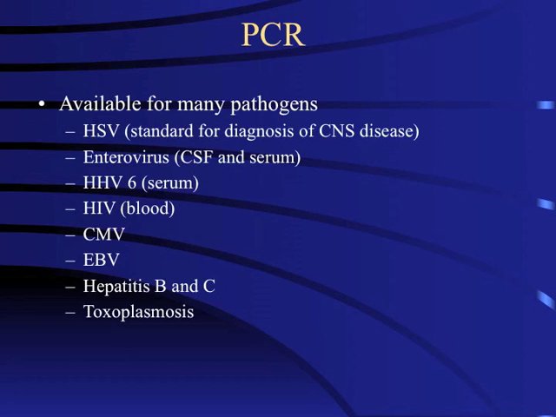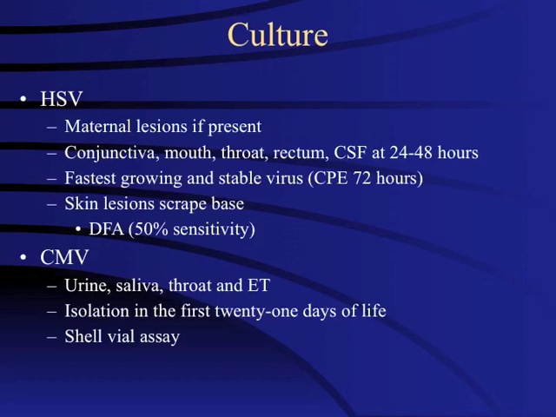If you do have a culture of the urine in the first 3 weeks of life, you usually get the results very quickly. That virus grows very fast. So, for CMV, you can isolate it from urine, saliva, and throat, and usually if it's in the first 21 days of life, you know it's a congenital infection. Some labs still do a shell vial assay. That's a quick way to do the diagnosis.